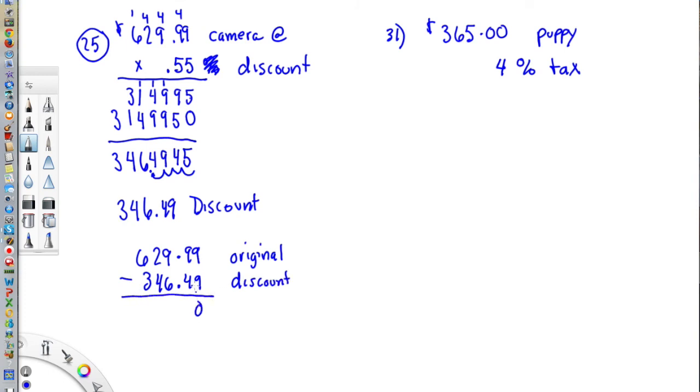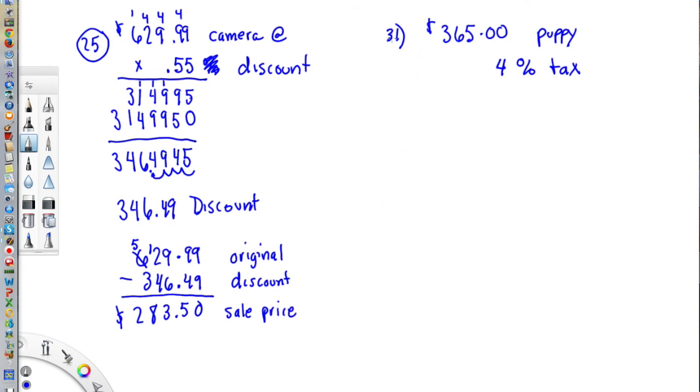9 minus 9 is 0. 9 minus 4 is 5. 9 minus 6 is 3. 2 minus 4 can't do it. Got to borrow from the 6. This becomes a 12. This becomes a 5. Now 12 minus 4 is 8. 5 minus 3 is 2. And that gives us $283.50. This is our sale price or final price.